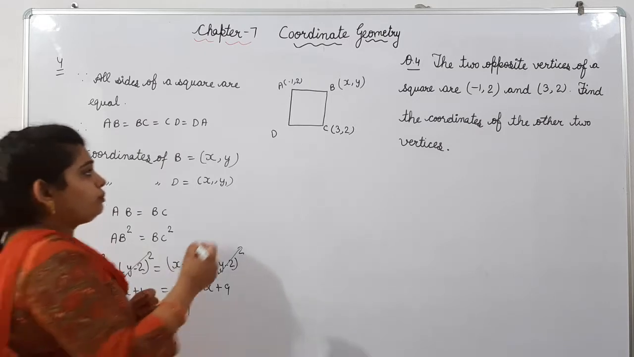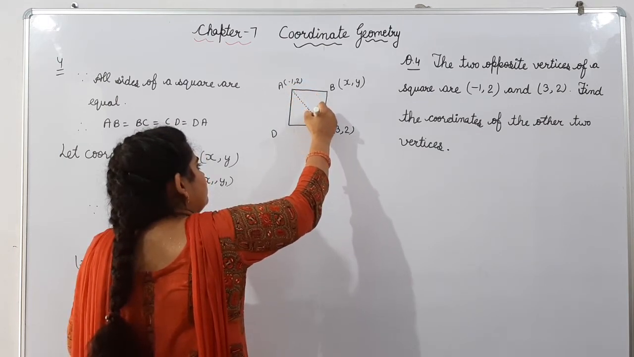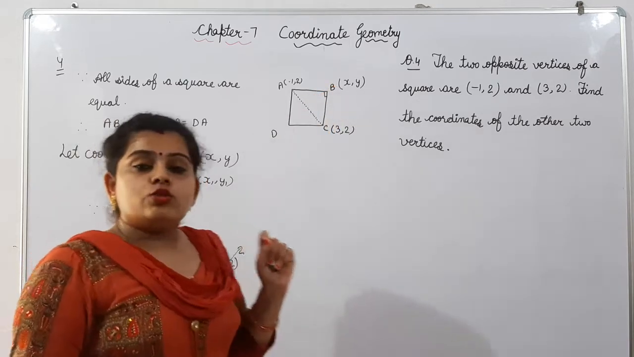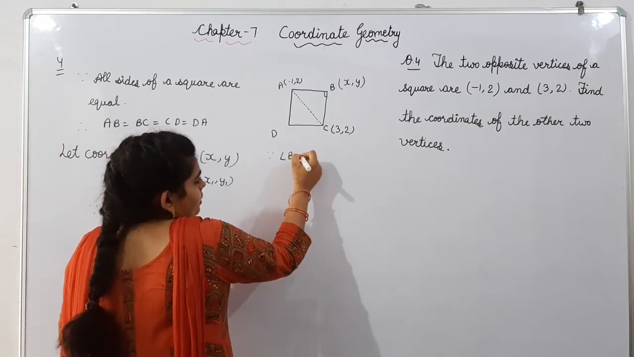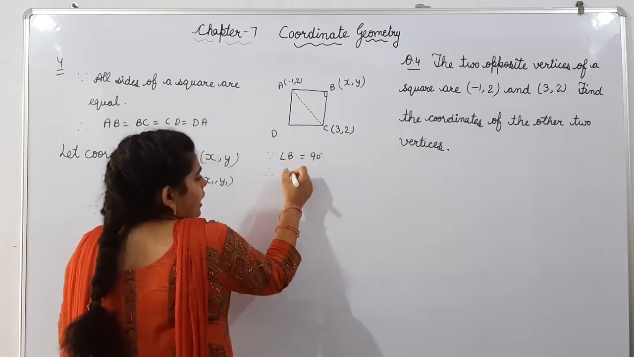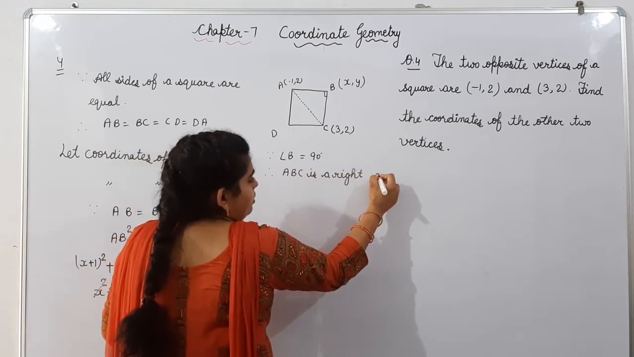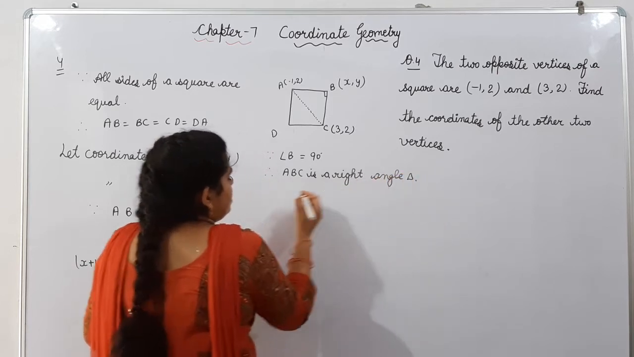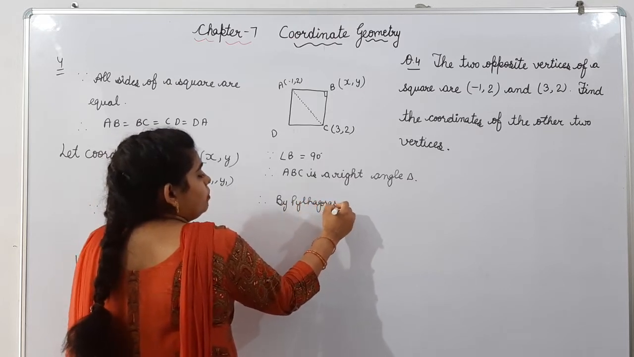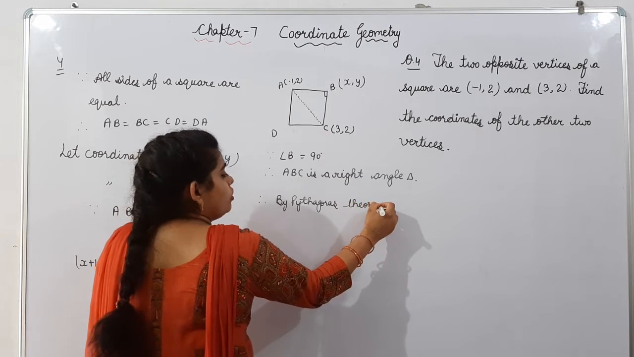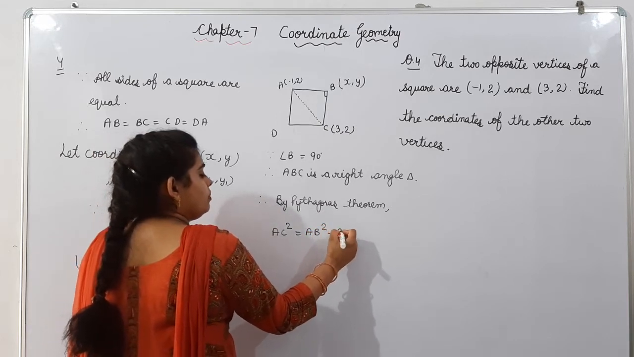Now what we will do? We will draw diagonal. As each angle of a square is of 90 degree, then we will use Pythagoras theorem here, because angle B is equal to 90 degree. So ABC is a right angled triangle. So by Pythagoras theorem, AC square is equal to AB square plus BC square.